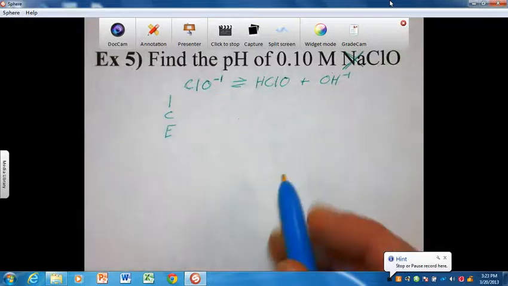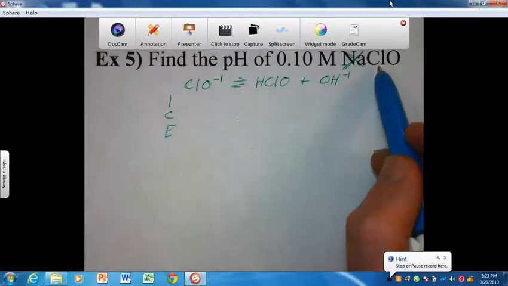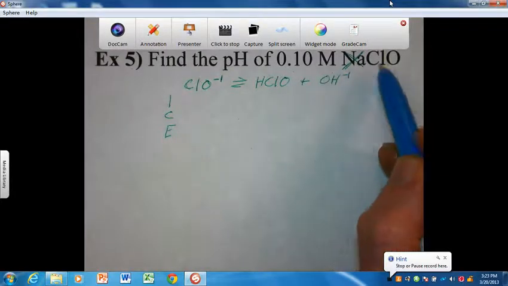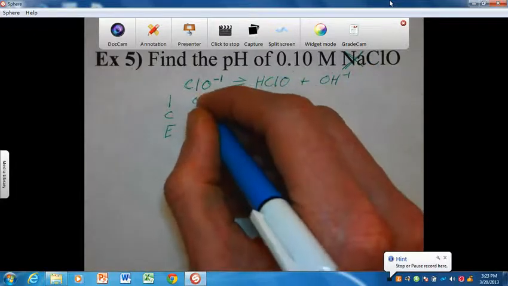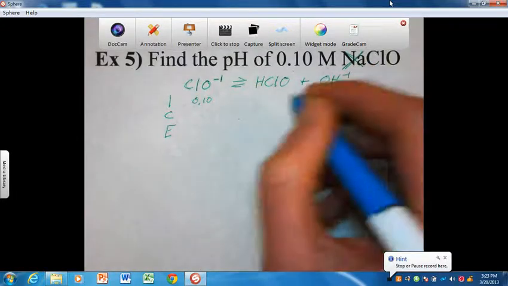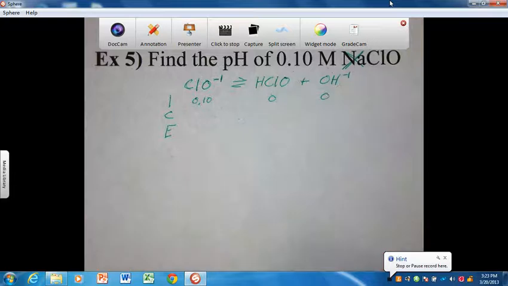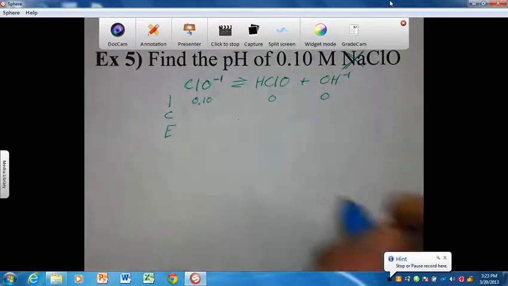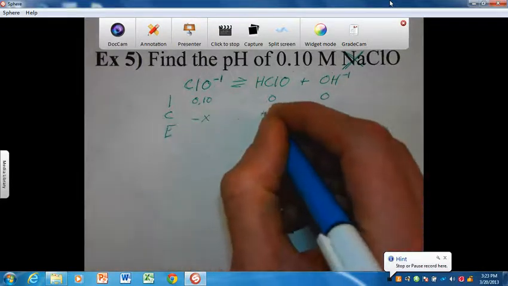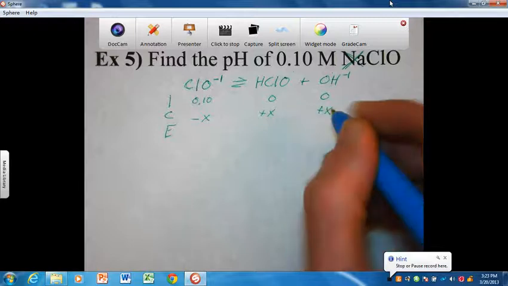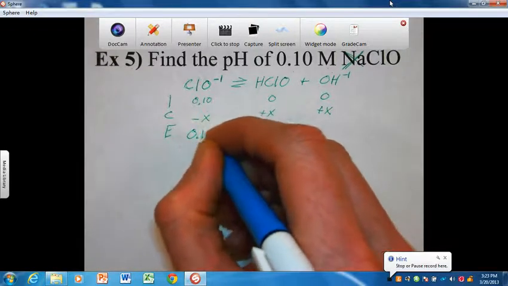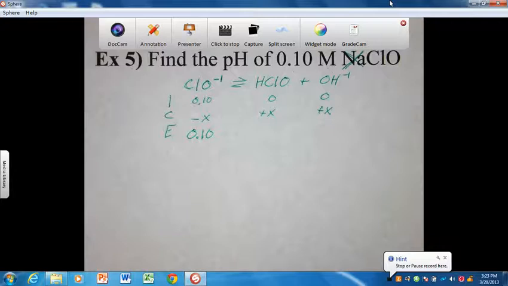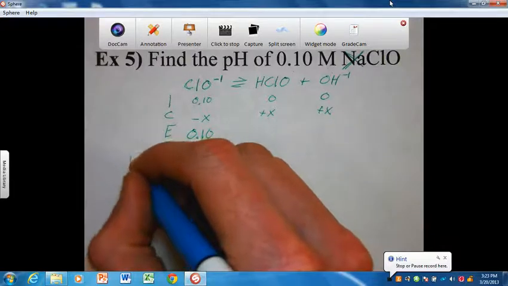We can assume that since there is 0.1 molar sodium hypochlorite, it's 0.1 molar in hypochlorite. And I'll write down 0.1 molar hypochlorite. We'll assume 0 and 0 is the initial molarity. The change will be relative to x, and we'll assume that x is a small number, so at equilibrium, the molarity is the same. This involves equilibrium, so it involves a K value.